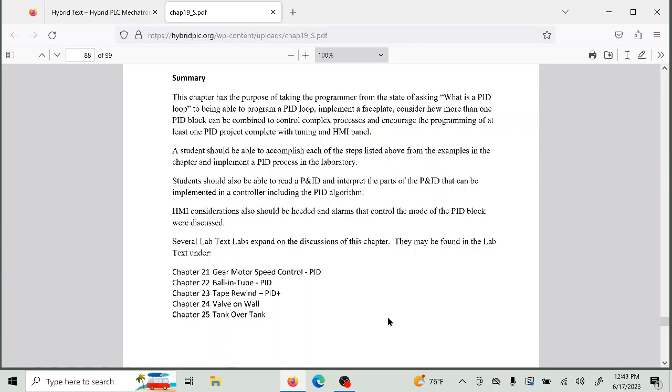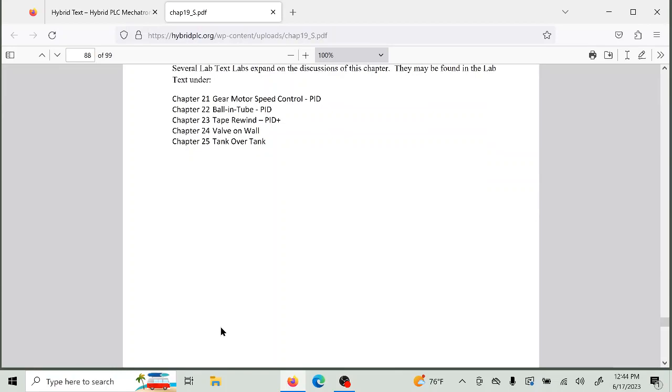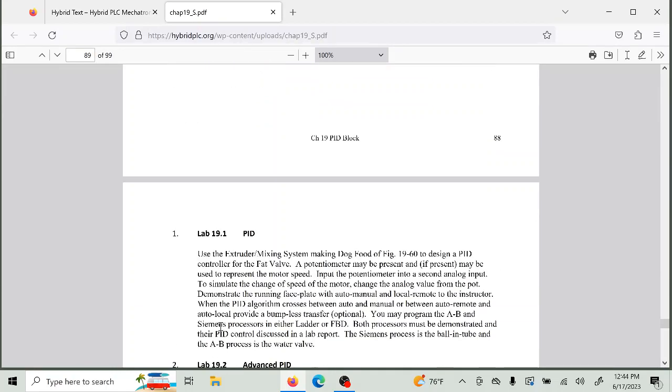So here are some of the other labs that I have and where they're featured. In chapter 21 of the labs textbook is the gear motor speed control. Chapter 22 is the ball and tube. Chapter 23 is the tape rewind. And 24 is the valve on the wall. And 25 is the tank over tank. And we continue to modify those as we continue to update and get more sophisticated with each of those labs.